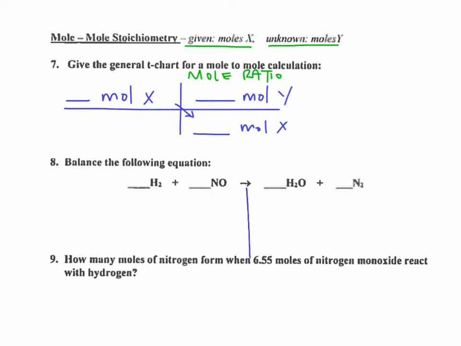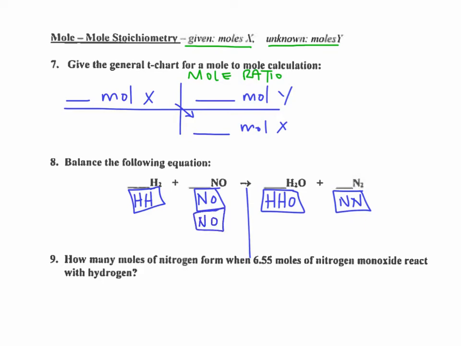So draw your line. H2, so that's 2 H's in a box. NO, so that's N and O in a box. H2O, that's 2 H's and an O in a box, and N2 is 2 N's in a box. So I've got 2 H's here, 2 H's here, 1 N, 2 N's. So I need to add another N on the left, but I also have to add an O.